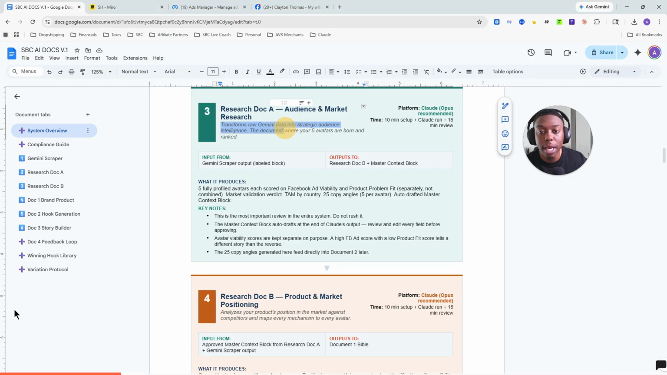So it's going to transform raw Gemini data into strategic audience intelligence, the document where your 5 avatars are going to be born. And avatars are, again, people that are comprised of specific mass desires, pain points, different pain that they have, and just a whole different approach than what we've done in the past when it comes to testing.